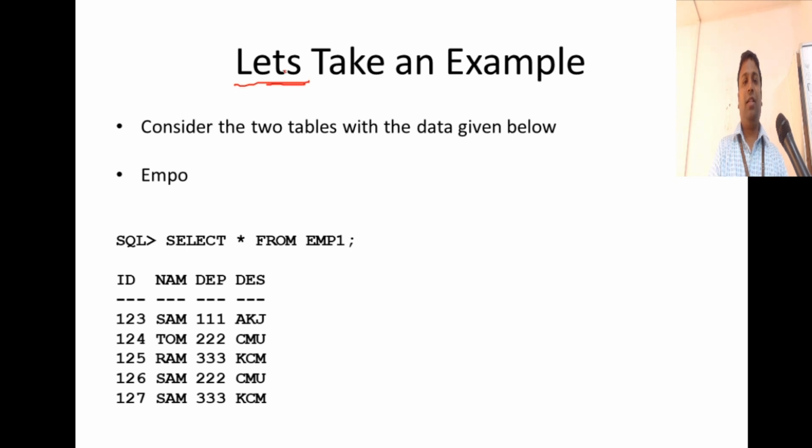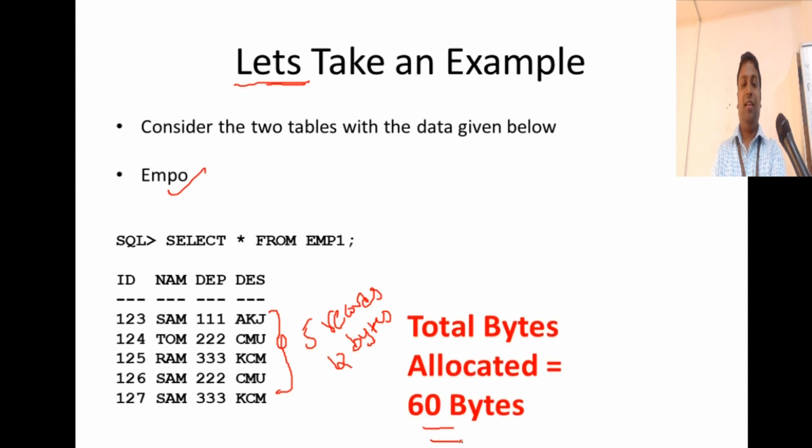So let's start with this example first. In this example, we have an employee table. How many records do you have in this employee table? You have 5 records, and each record is of size 12 bytes. So the total allocation is 60 bytes.